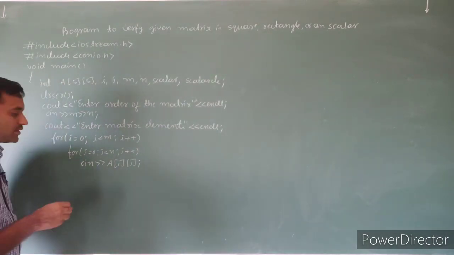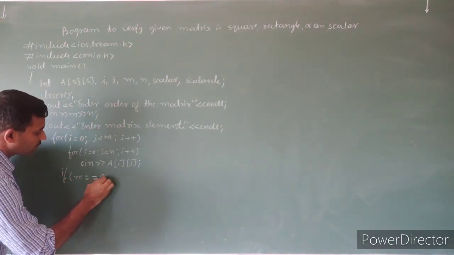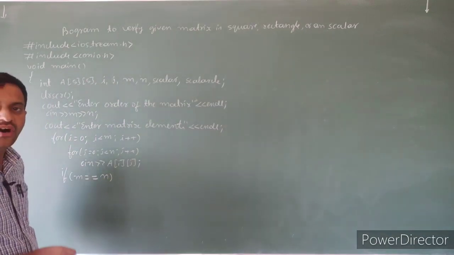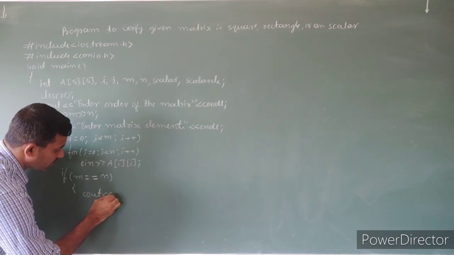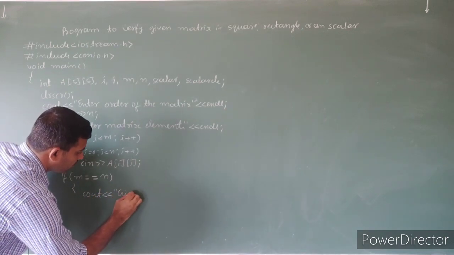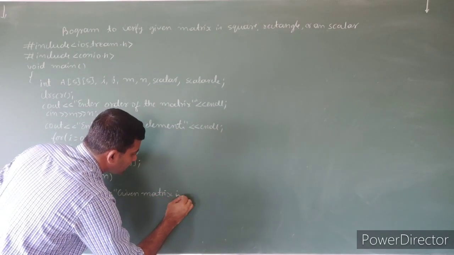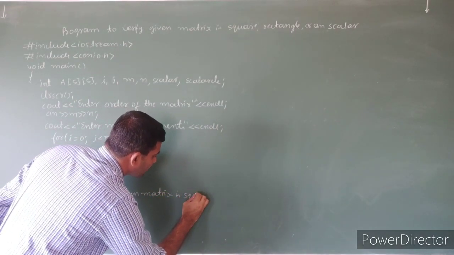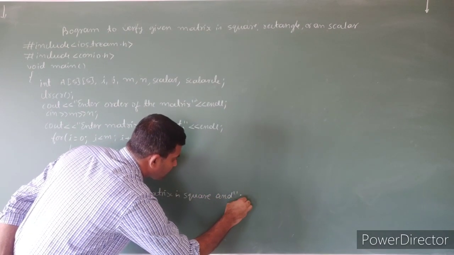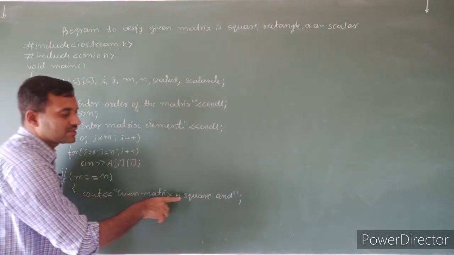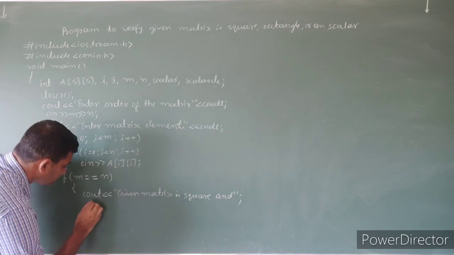After reading the elements, we have to verify if the orders are the same, m is equal to n. If the orders are the same, then we directly say printf: given matrix is square, and we have to verify the scalarity. Hence, just write given matrix is square. After that, read the matrix elements.